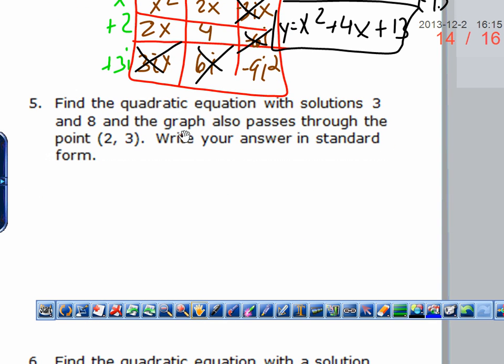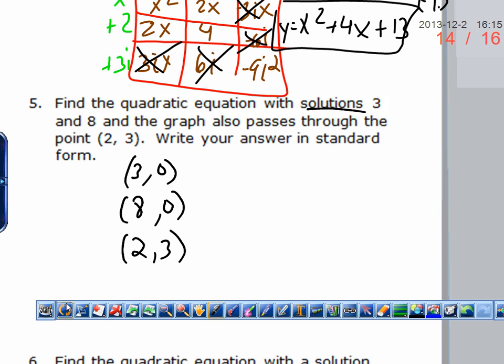Now, sometimes, anytime you got 3 ordered pairs, we could actually use the calculator too. So on the other one that we had 3 ordered pairs, we could have done the calculator and we got the same thing. Well, we almost have 3 ordered pairs. It's the solutions. The solution means where it crosses the x-axis. So 3, 0, 8, 0, 2, 3. Well, let's use the calculator.